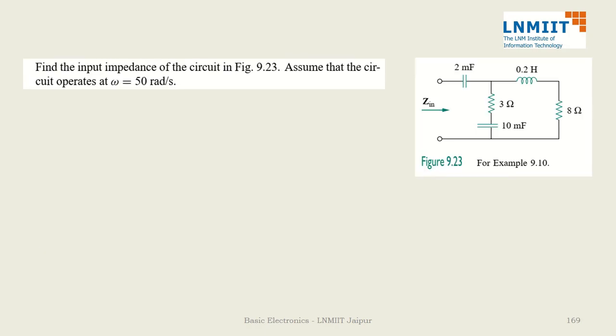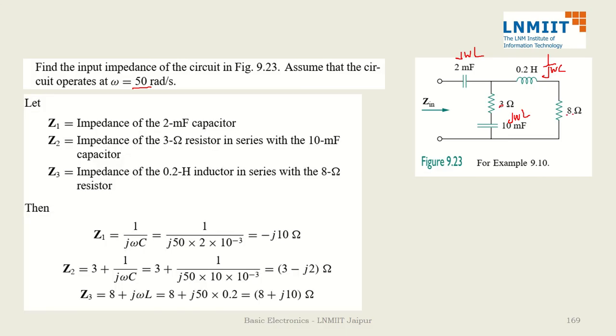So if I ask you, here is a circuit, can you tell me the input impedance if omega is 50? We say fine. For 50 I am going to calculate j omega L, 1 by j omega C and j omega L. For the resistors, impedances will be the same.